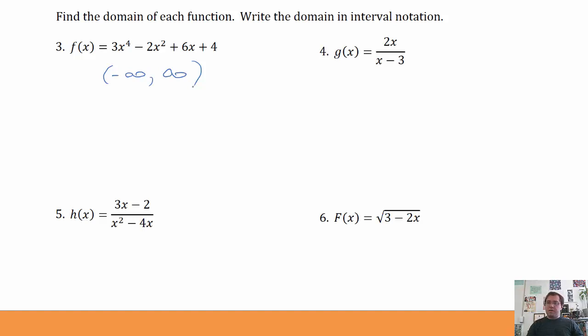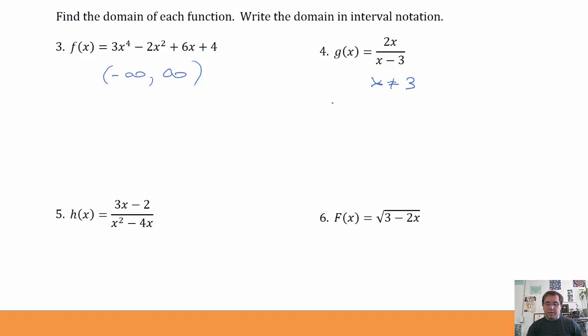So is 0 the number that's the problem? No, because 0 doesn't make the denominator equal to 0. 0 would make the denominator equal to negative 3, and that's perfectly fine. 3 is the problem. 3 is the number that makes the denominator equal to 0. So x cannot equal 3. We'll just make a little note of that. So we need to make our domain everything other than 3.